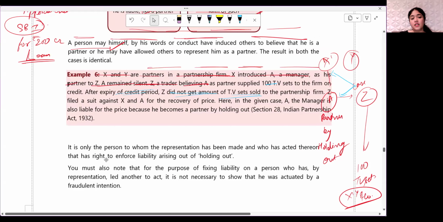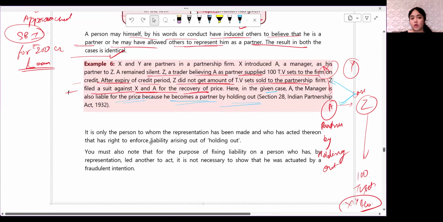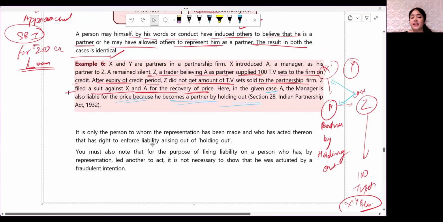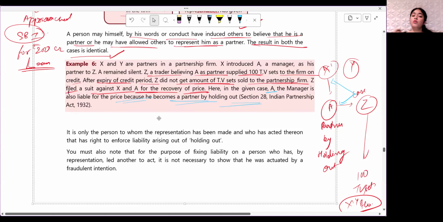It is only to the person to whom the representation has been made, and who has acted thereon, that has the right to enforce liability arising out of holding out. Now, Z was the person to whom the representation was made. Z was shown that A is the partner. Now, only he can enforce the liability. No other person. If M comes up, M does not know that A is the partner, so he can't force A to pay the liability. Only Z knows, so only Z can enforce.